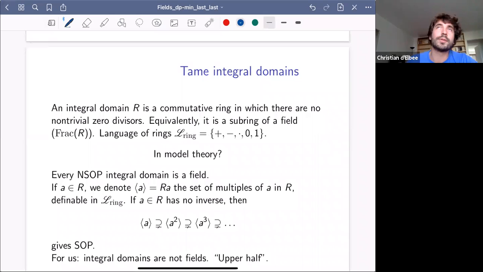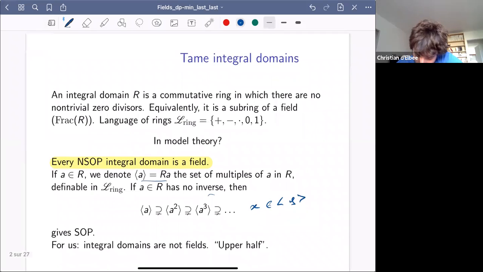And what are the interactions between integral domains and model theory? It hasn't been much studied as such as an object, mainly because of this very simple fact: every NSOP integral domain is actually a field. As soon as you have an element which has no inverse, you can form this chain of principal ideals which are included in one another. Because it has no inverse and because you can cancel, those inclusions are strict. So you get SOP for this formula x belongs to y.